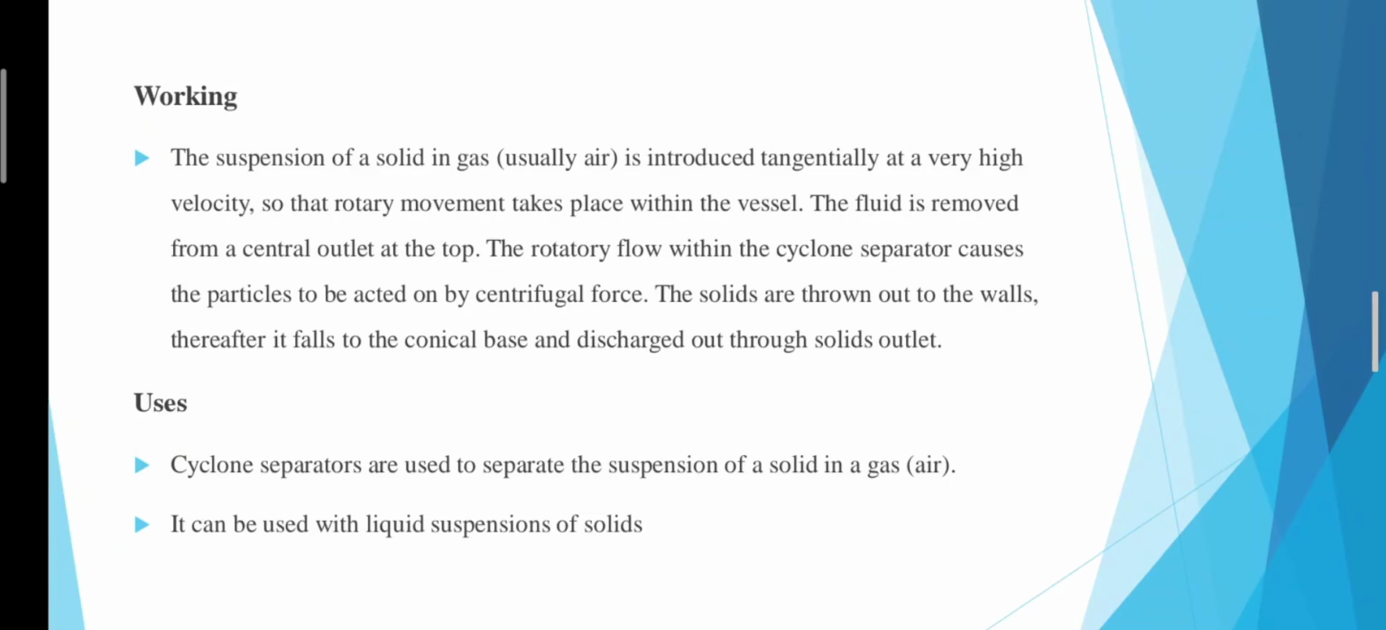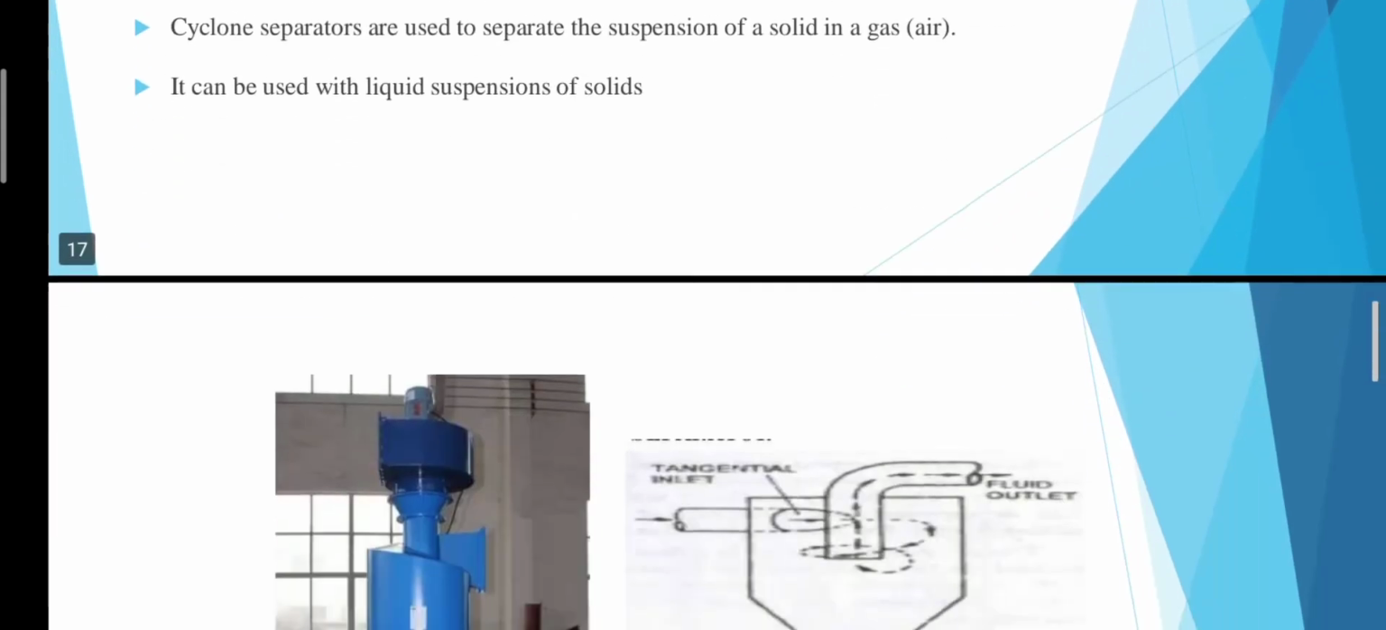Uses. What are the uses of cyclone separators? First, cyclone separators are used to separate the suspension of solids in a gas. They can also be used with liquid suspensions of solids.